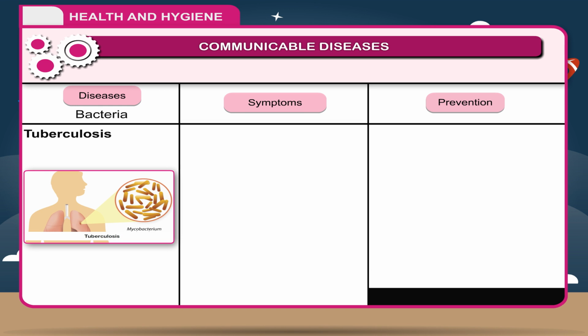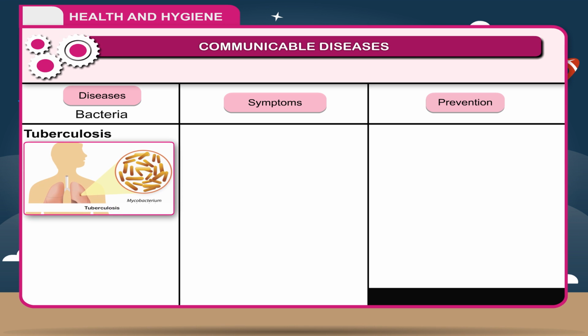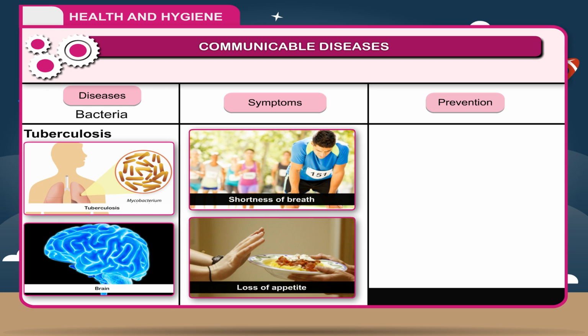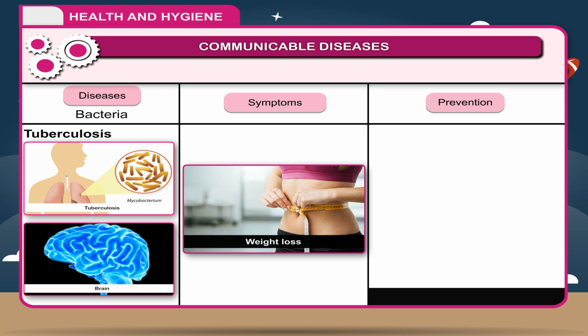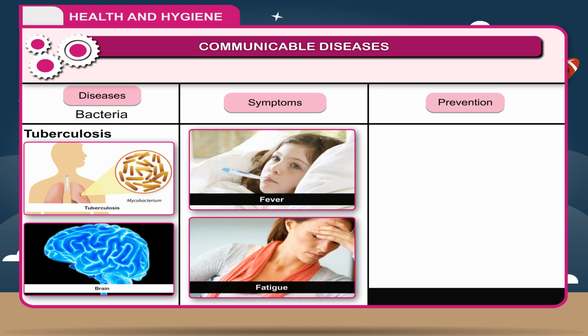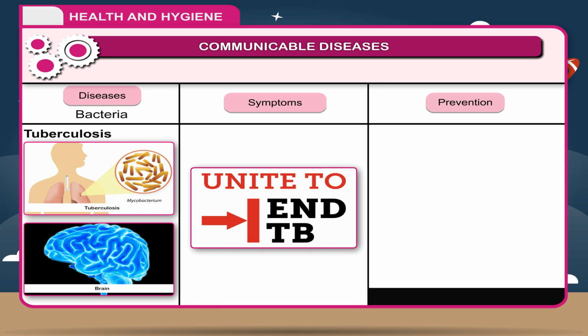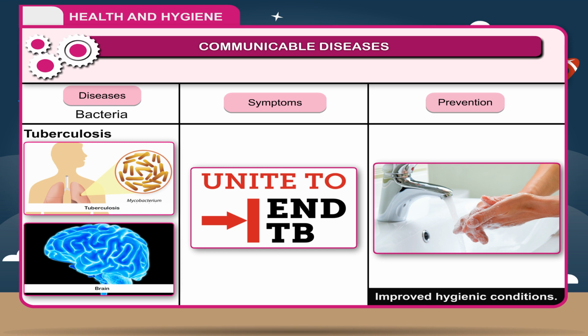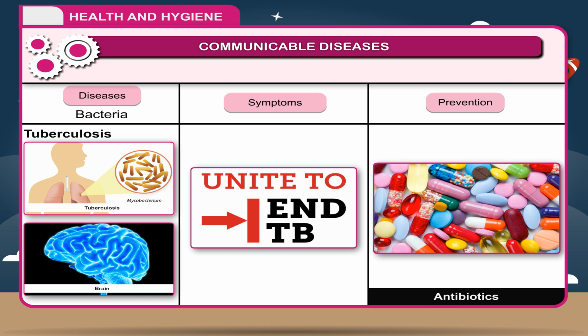Tuberculosis, acute bacterial infections that primarily attack the lungs but may also affect the kidneys, bones, lymph nodes, and brain. Coughing, chest pain, shortness of breath, loss of appetite, weight loss, fever, and fatigue. Tubercles are formed in the affected area. Complete rest, balanced diet, improved hygienic conditions, BCG vaccine, antibiotics.